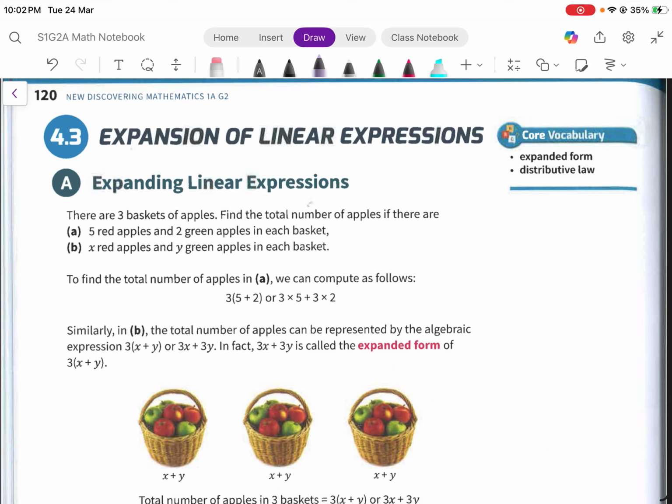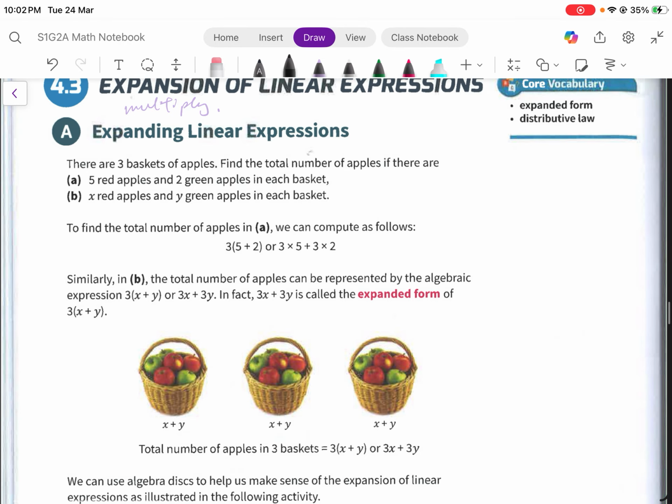Okay, so 4.3 is the expansion of linear expression. So expansion means multiply. Okay, expansion means multiply. Okay, so look at this example. There are 3 baskets of apples.